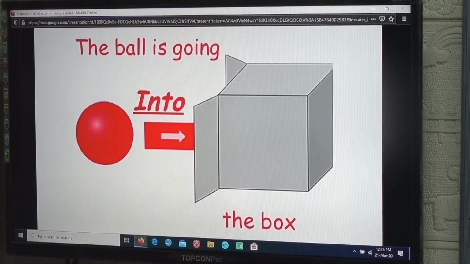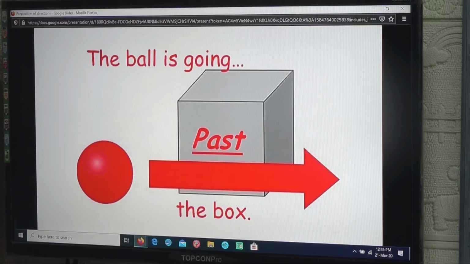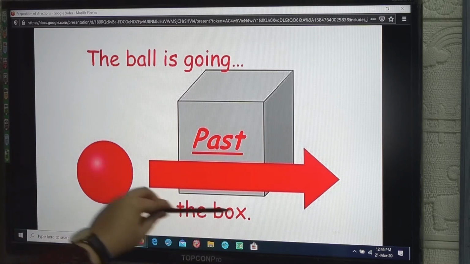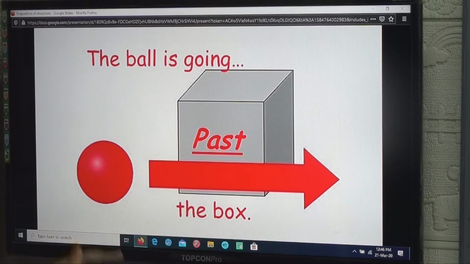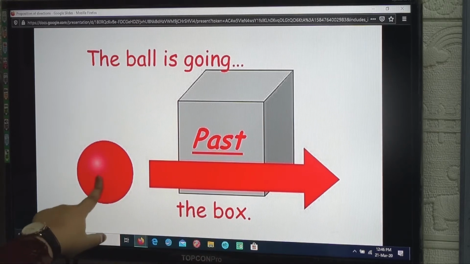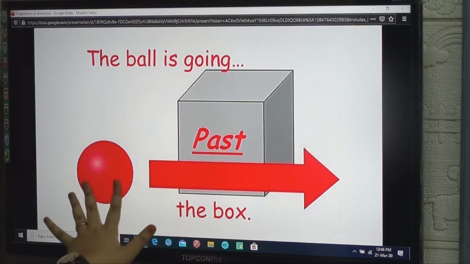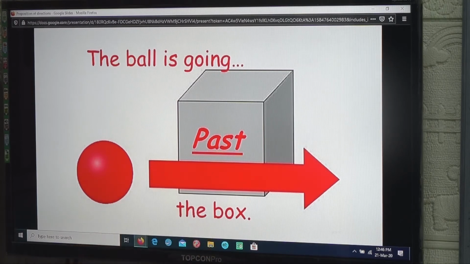Next one we have past. So basically, here it says the ball is going past the box, right? It means it just rolled past it. It just rolled near it. Walk past. The ball passed the box means it just goes near it, in simple words.